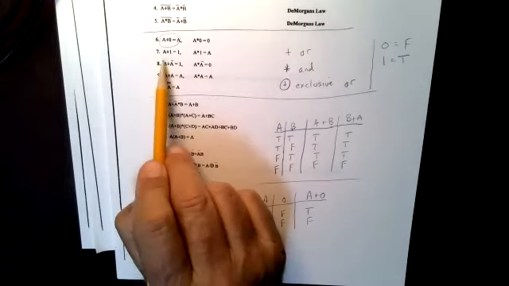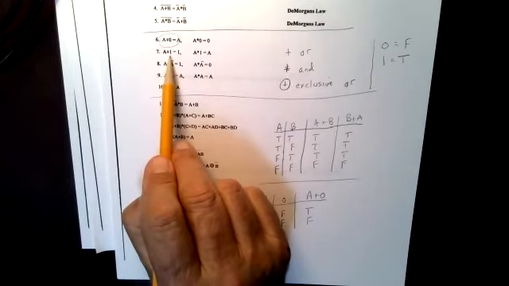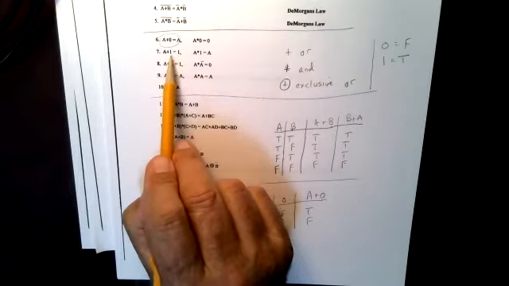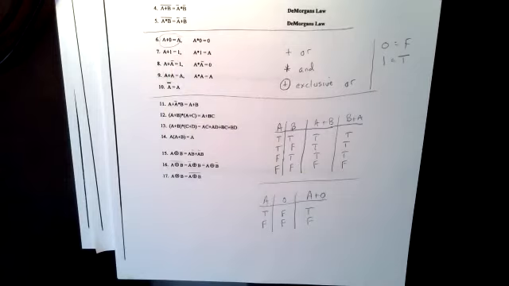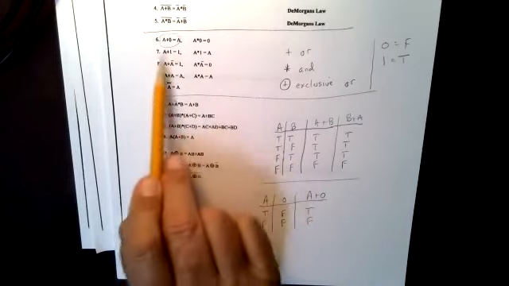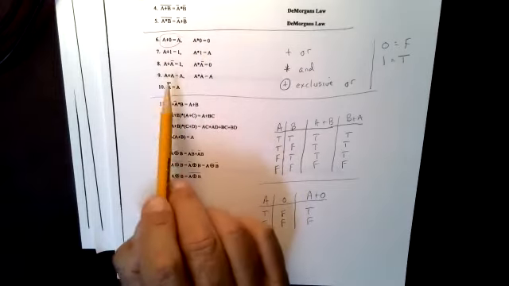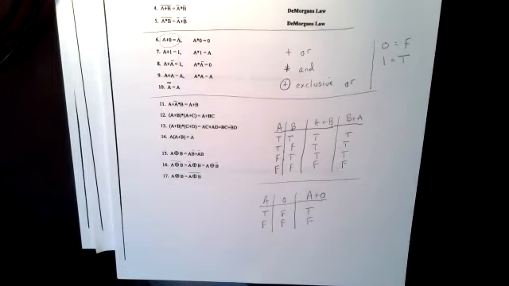Check this out. Anything ORed with true is going to be true. Okay, that makes sense. So here's a whole bunch of little ones that we'll be able to use as identities. So if I come across a situation where I have A plus 0 equals, I can change that to just A.